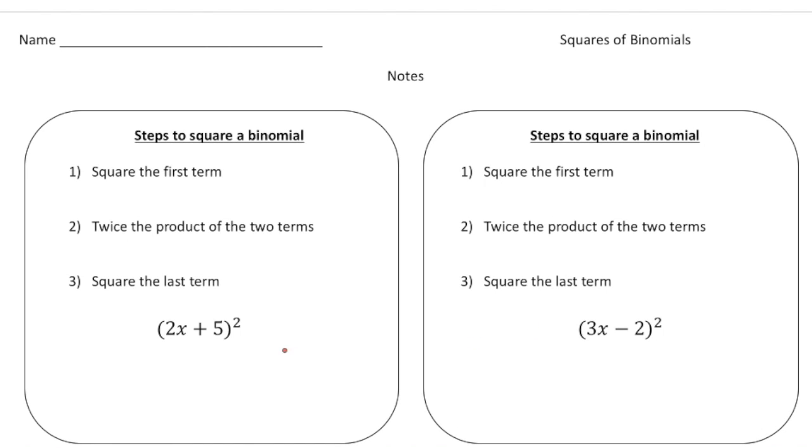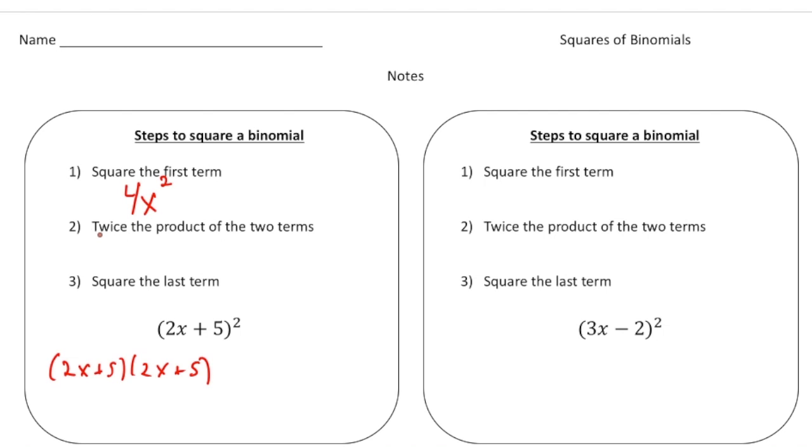Here I'm going to show you a faster way of squaring a binomial. I broke it down to 3 steps. So step number 1, and we have the problem 2x plus 5 squared. We could write that out as 2x plus 5 times 2x plus 5, but there's a much faster way of doing it. First, we're going to square the first term. So 2x times 2x is 4x squared.